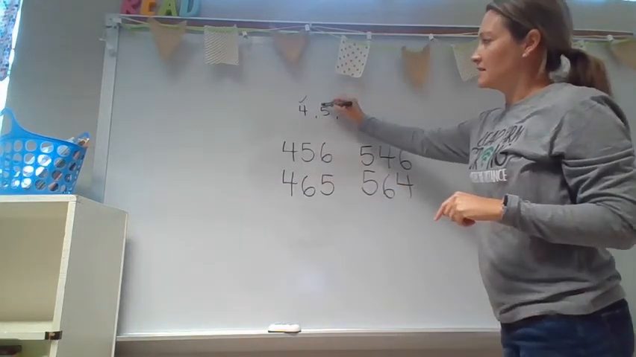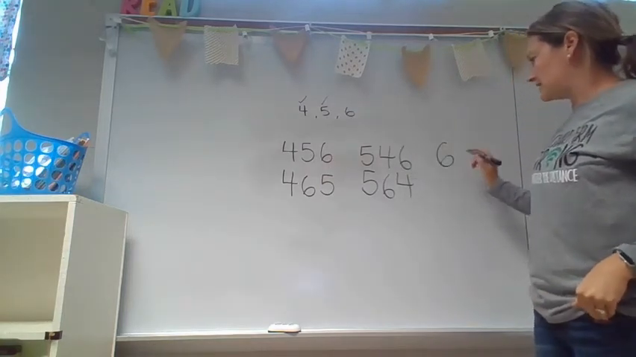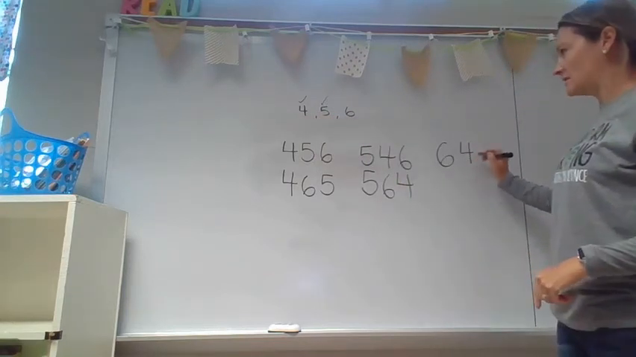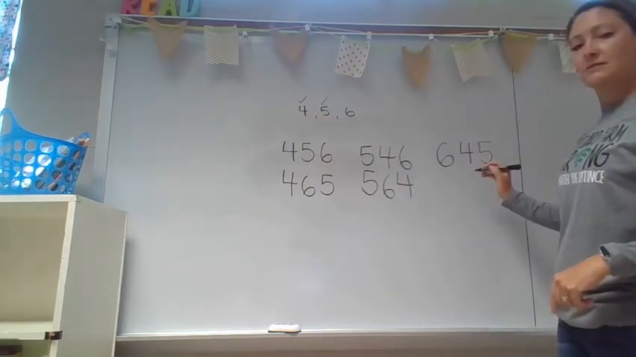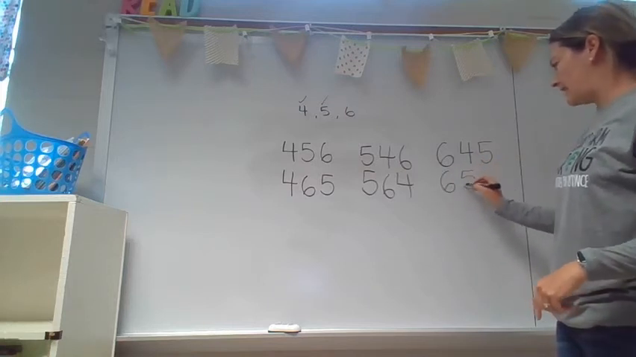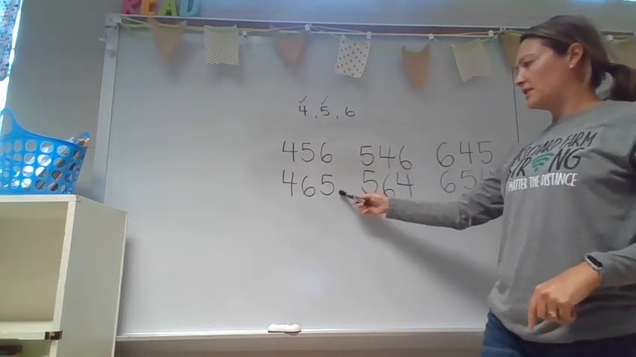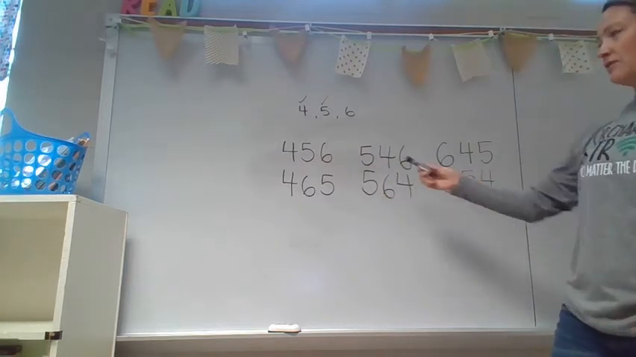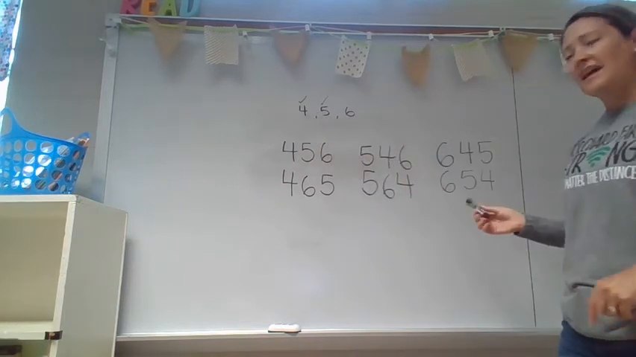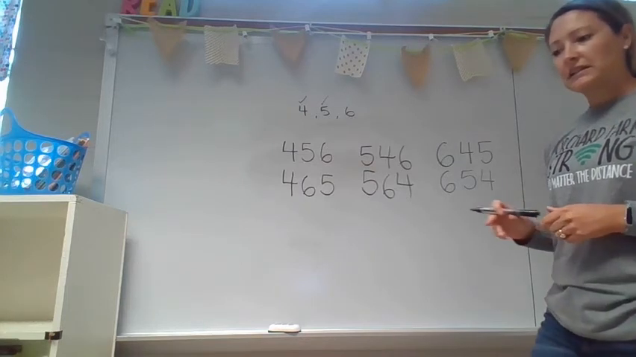Now last, let's do the 6 in the hundreds place. So now I have my 600s. So I can do the 4 in the tens, 5 in the ones. Or my 6 in the hundreds, I could do my 5 in the tens and the 4 in the ones. So these are all the different numbers that I can create with a 3-digit number with the digits 4, 5, and 6. But now I want to know which one's the greatest and which one is the least.